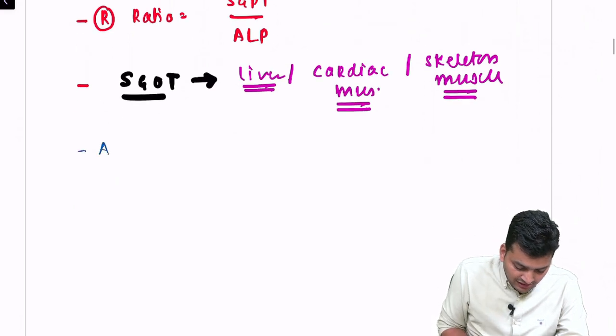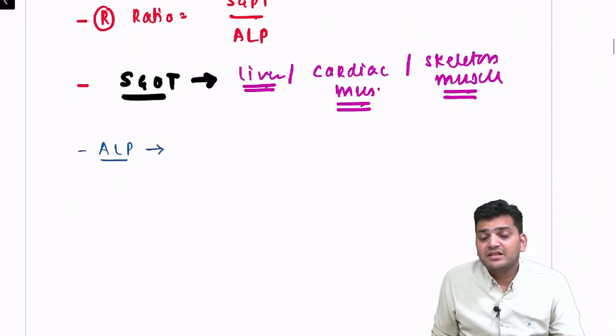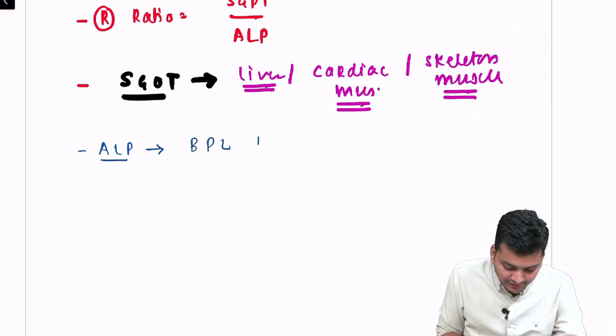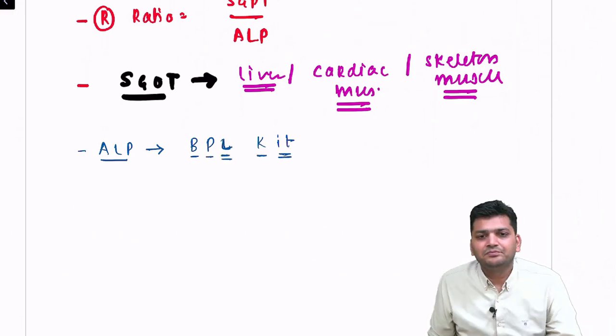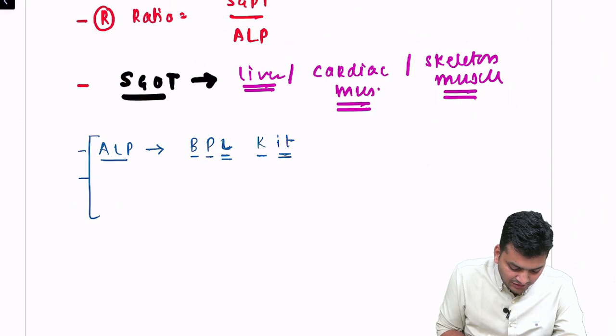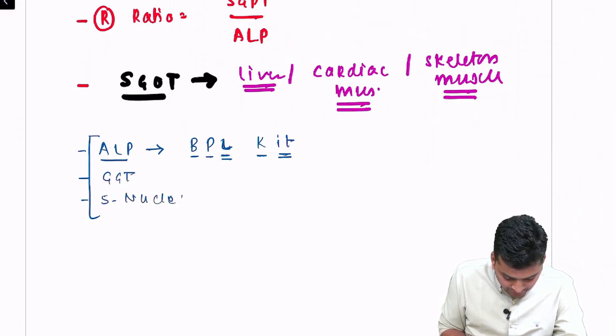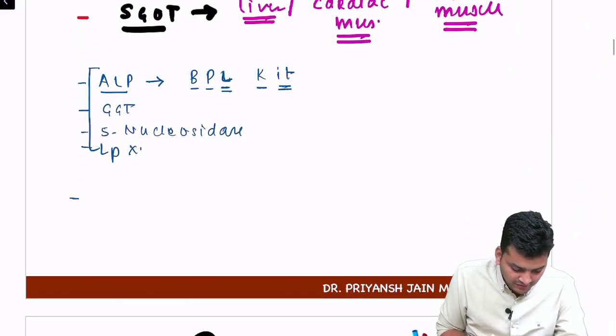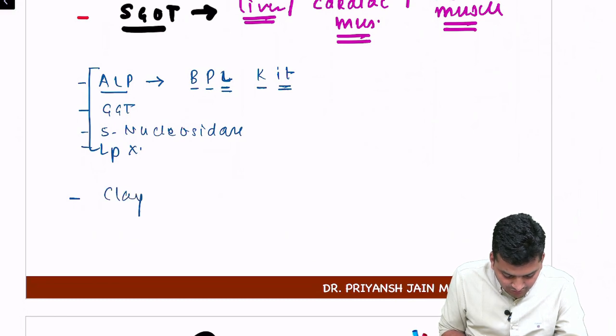Then we have discussed that alkaline phosphatase is found in 5 tissues. Can you tell me the mnemonic? Alkaline phosphatase is found in which kit? BPL kit. Bone, placenta, kidney, liver and intestine. Bone, placenta, liver, kidney, intestine, alkaline phosphatase. Then we have discussed there are various other markers of cholestasis: GGT, 5' nucleotidase and lipoprotein X.